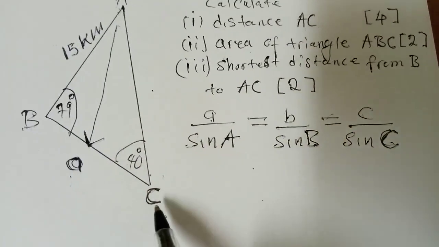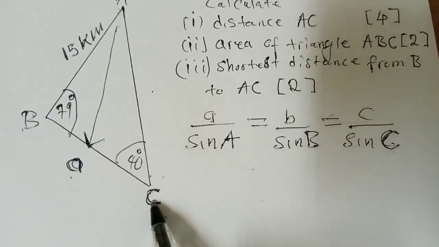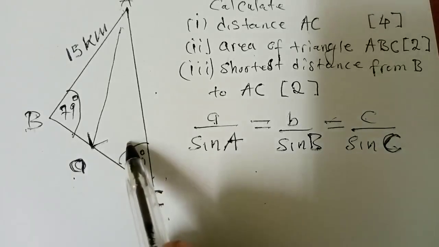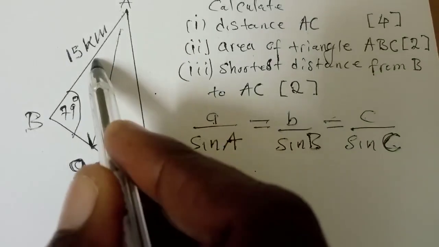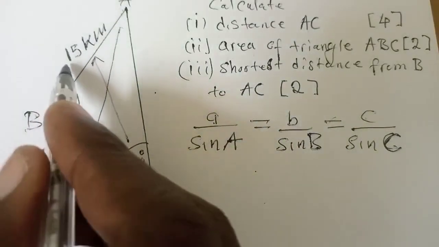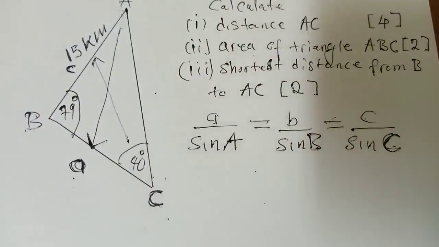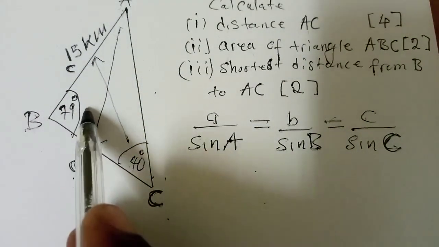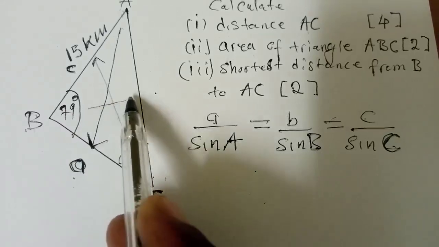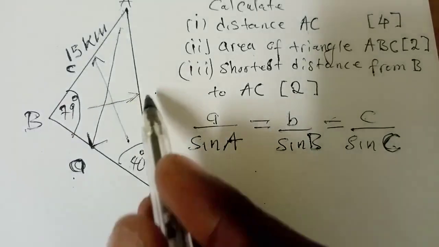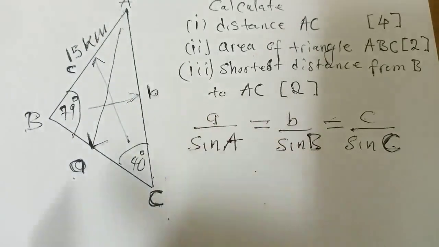And you go to C. This is capital C. So capital C is opposite to this side, and this is where small letter c is. Then this b is opposite to where? To this side, and that is where small letter b is.